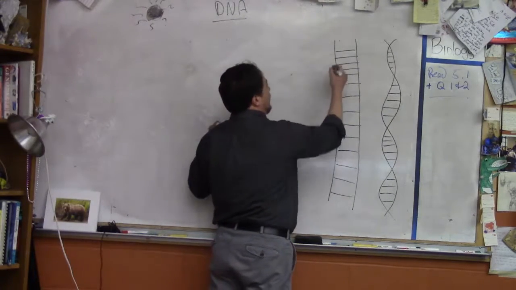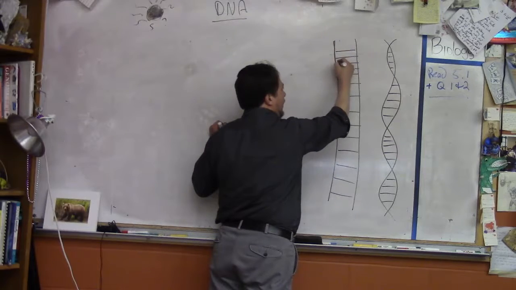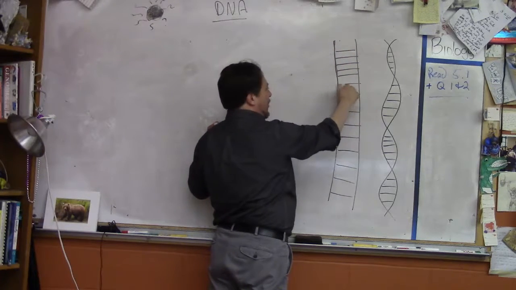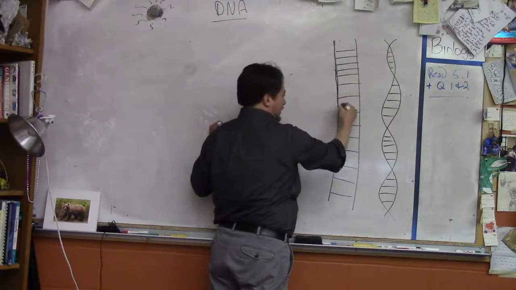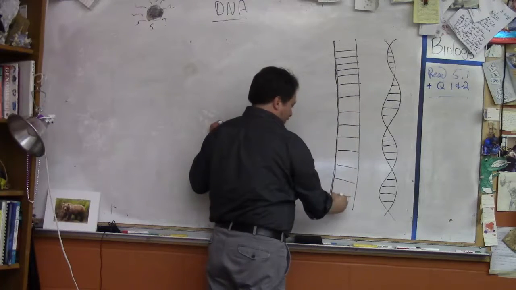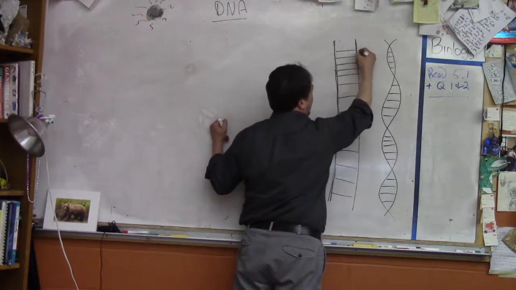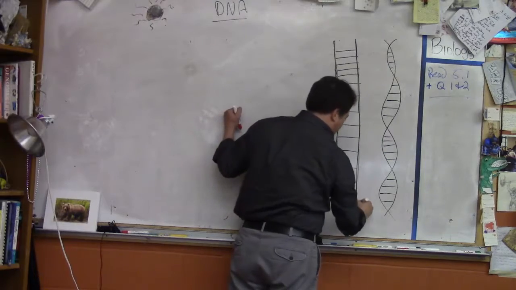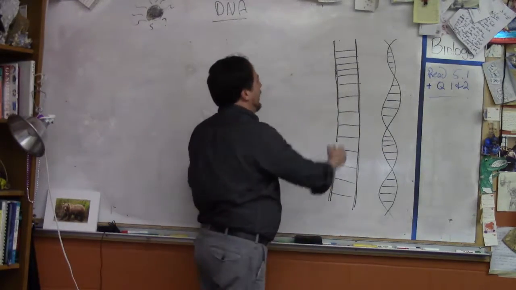Speaking of the structure, this part here, what do you call this part of the ladder? I know these are the rungs. What would we call the outside part? The rail. Okay, we'll call it the rail. The rail and the rungs.